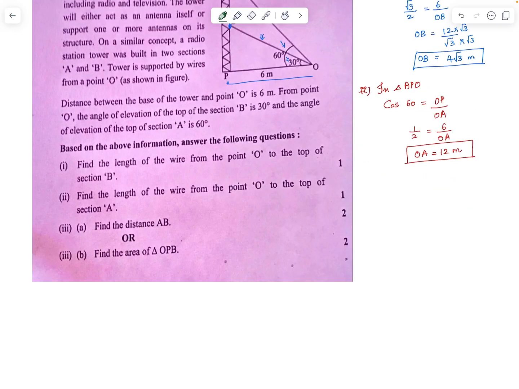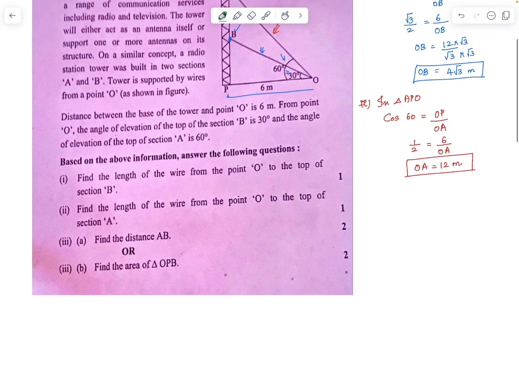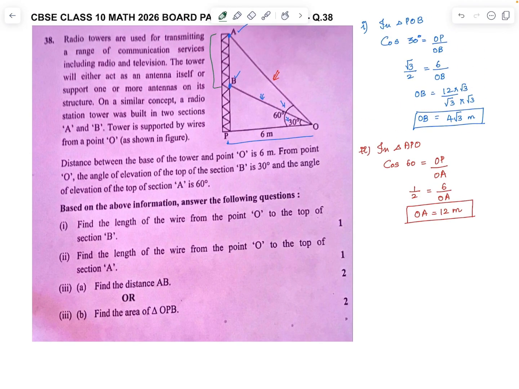Question 3, part A. Find the distance AB. AB is this length. To get AB, we have to calculate AP, that is the complete length, and from that we have to subtract the BP measurement. AB is equal to AP minus BP.